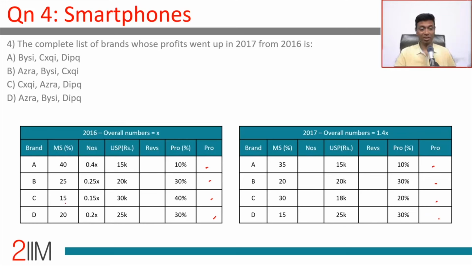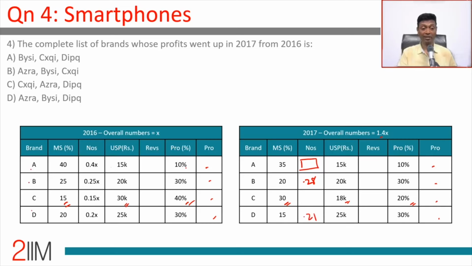Here the market share of C doubles. Right? This USP falls, profitability halves. Right? So here the price is same, profitability is same. This is boosted by 40%. 0.35 times 40, the number is going to be greater than 0.4. 20 times 1.4 is 0.28, this is greater. 15 times 1.4 is 0.21, this is also greater.